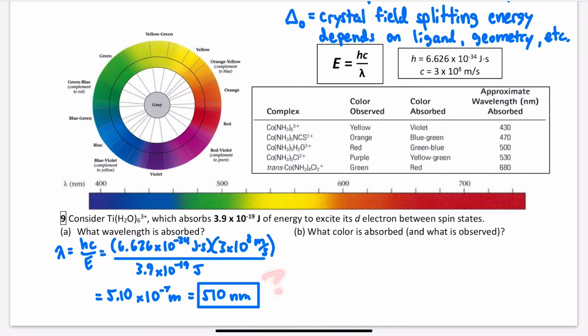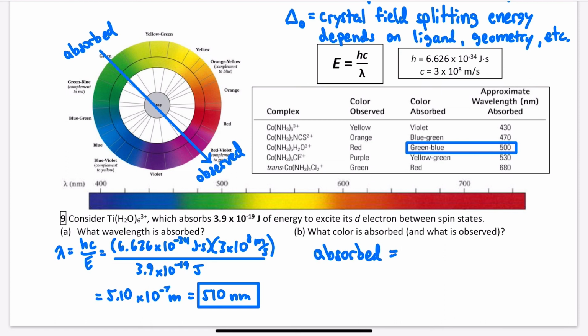So what color is this? Well, you have to go to a chart, either that's listed or showing the colors, and just find where 510 exists. That's in the greens, maybe the blue greens. So how do we know what color is absorbed and what's observed? Well, this is the energy of light that's absorbed. So we are absorbing green light. And if I go over to this color wheel in the upper left, you draw an arrow right through the middle from where you absorb the light, and what comes out on the other side is what's observed. So the absorbed color is green, but the observed color based on that color wheel would be red-violet.